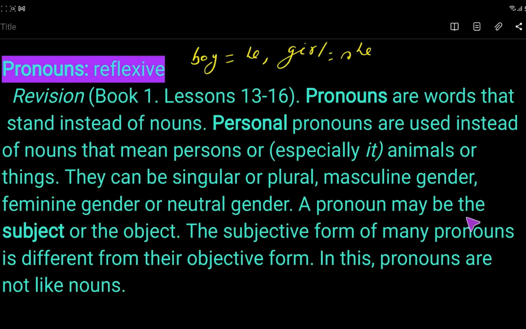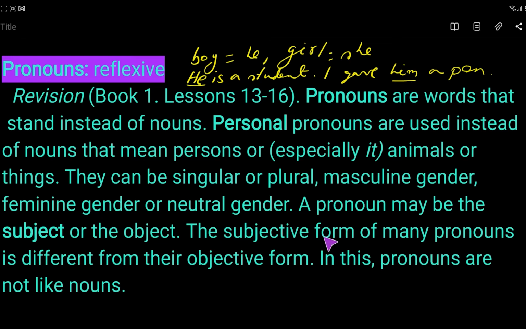A pronoun may be the subject or the object. How? It can be like this. We can write: He is a student. Here he is used as a subject. Again we can write: I gave him a pen. Here him is an object.